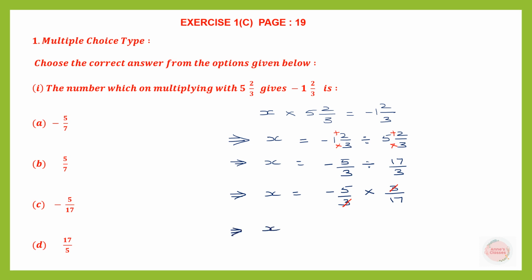So x is equal to, in the numerator we have minus 5 and in the denominator we have 17. So x, which we said is the number which we had to find, is minus 5 by 17. And here let's look carefully. Minus 5 by 17 is option C. So our answer here is option C.